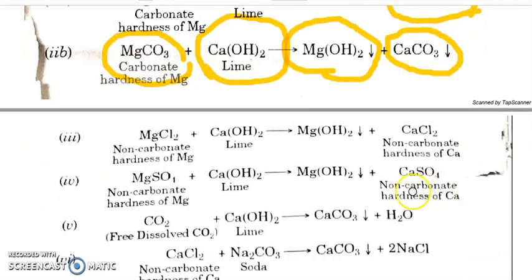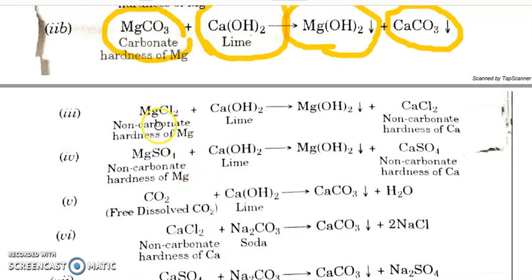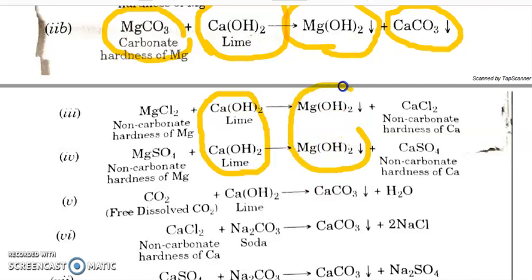Now there are permanent hardness causing salts like magnesium chloride, magnesium sulfate, calcium chloride and calcium sulfate, right? Magnesium chloride and magnesium sulfate can react with lime, and once again magnesium hydroxide precipitate is produced. And in both cases you will find that some salts causing non-carbonate or permanent hardness are produced here: calcium chloride and calcium sulfate.